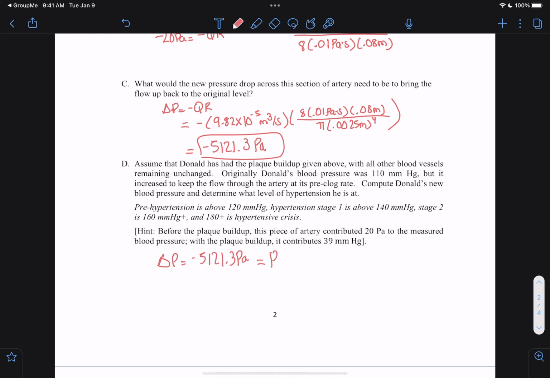right? There's a final pressure and an initial pressure, right? What they're asking you now, they told you that the original pressure is 110 millimeters of mercury, right? And then it says it increased to keep the flow through the artery at its pre-clog rate. So this is a little weird because the way I'm reading it now is like, I guess there wouldn't be a negative sign.